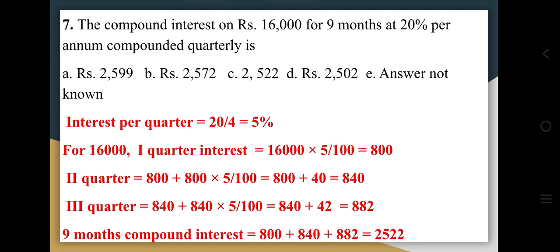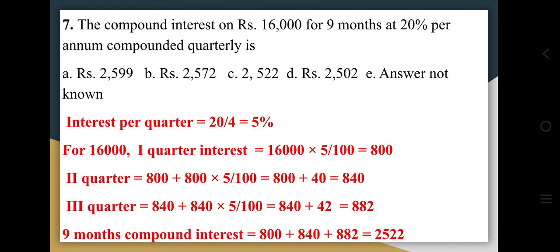So what is the second quarter interest? Second quarter interest is similar to the annual interest. It is first quarter interest plus interest for first quarter interest. So the second quarter interest is 800 plus interest for 800 at 5%, not 20%, at 5%, because the interest per quarter is 5%. So 800 plus 800 into 5 by 100, that is 800 plus 8 into 5, that is 840.